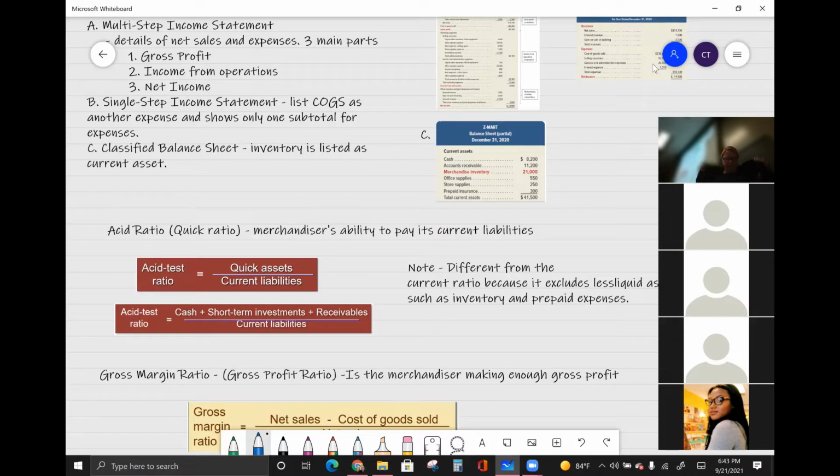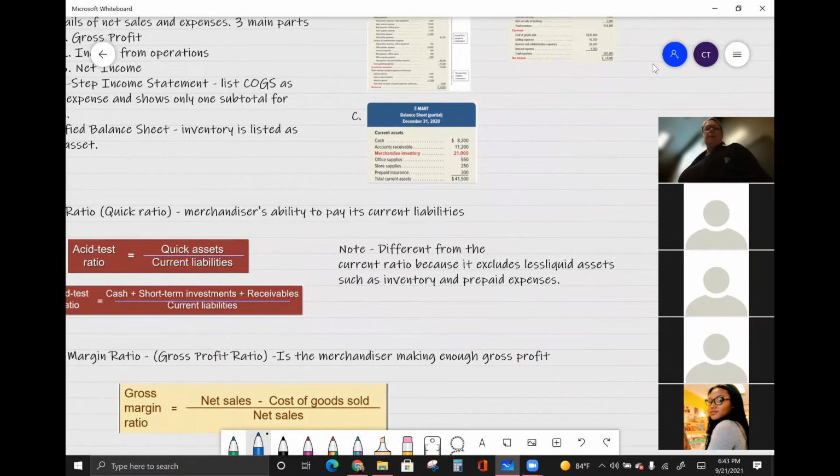So I think it was last week, we had the current ratio. And I just kind of noted that's a little bit different because the asset ratio gets rid of the less liquid assets. Okay, so you're not going to have inventory in there. It's not going to just be your current assets. It's only the cash, the investments, and the accounts receivable on this one.